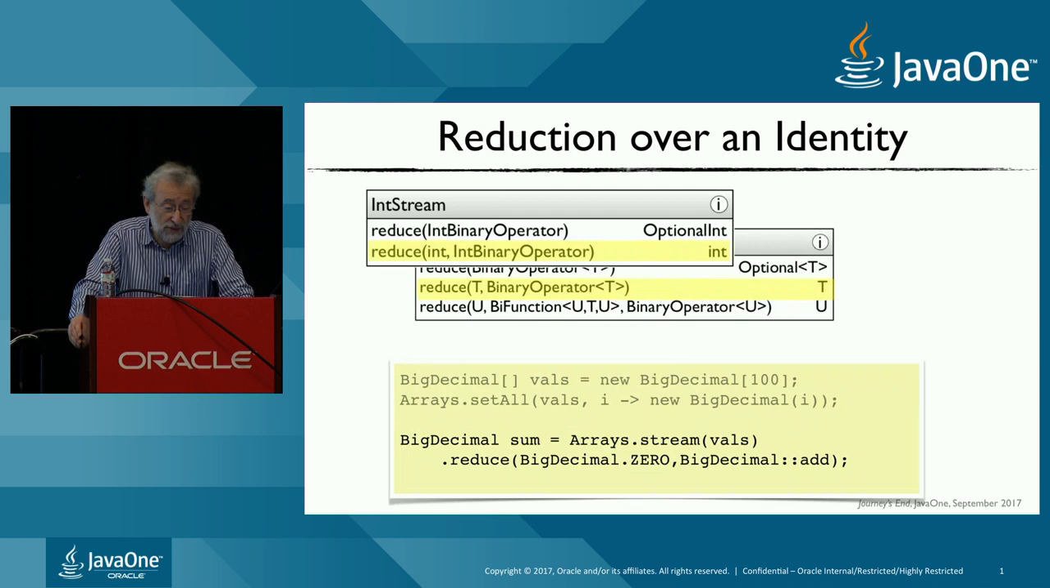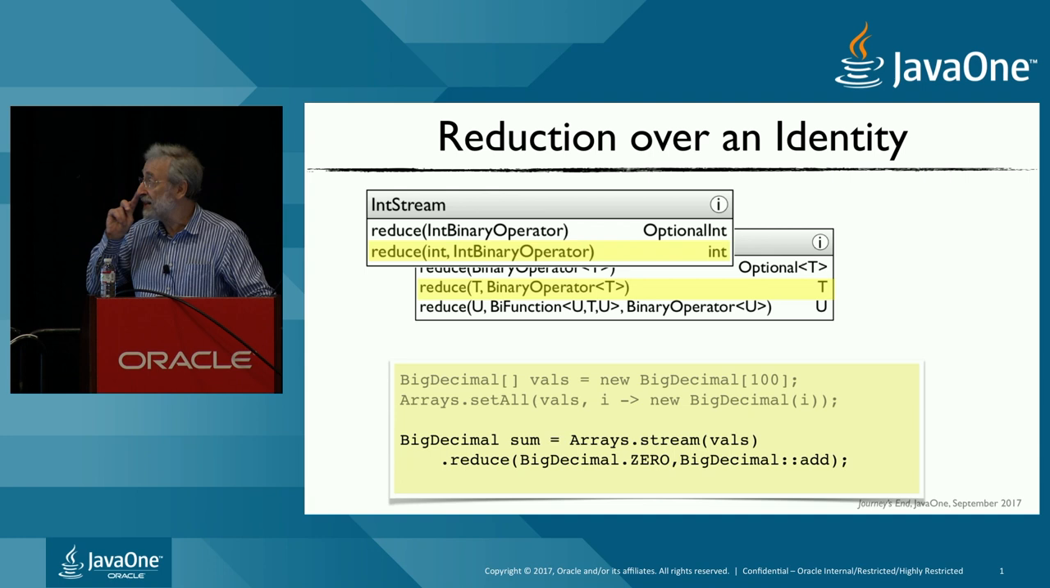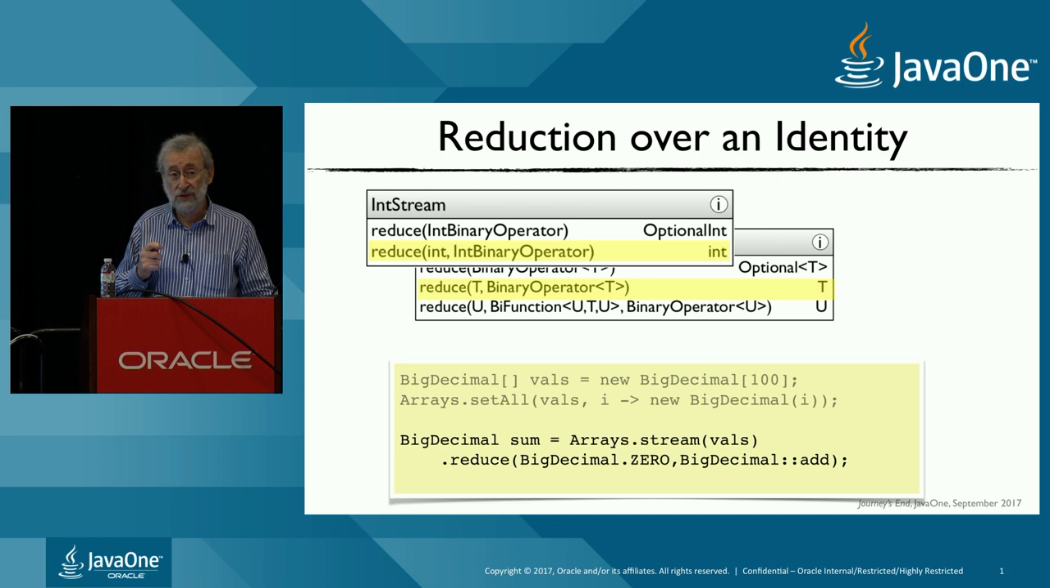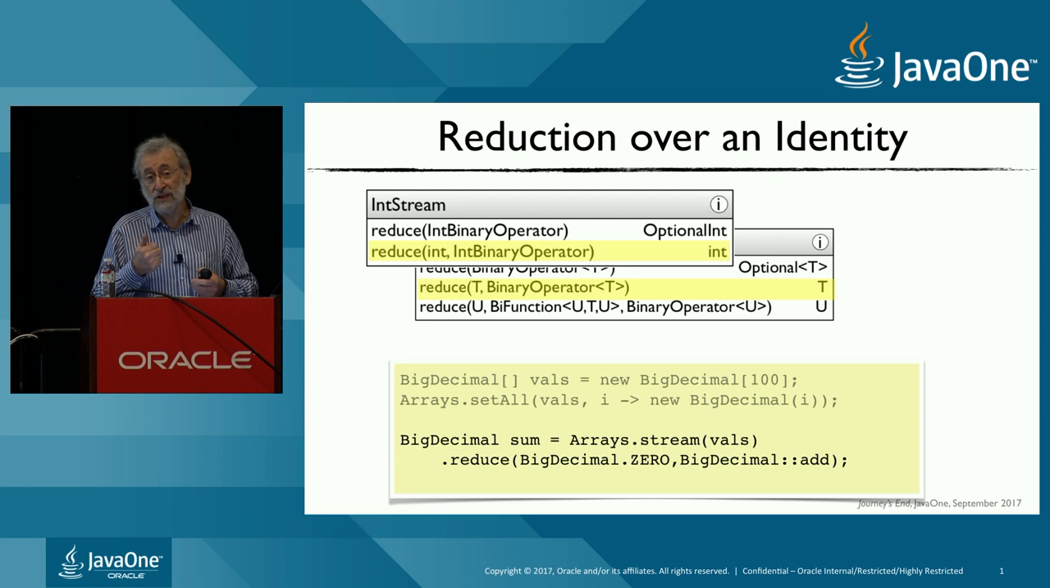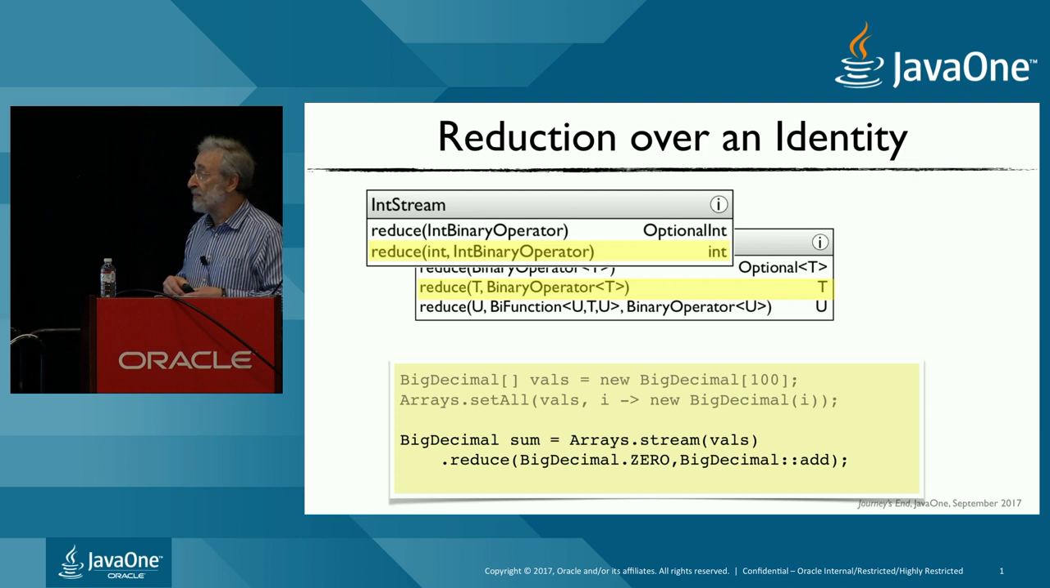Reduction over an identity. Why am I talking about that now? Before I go on to talk about collections, I just want to look at the other overload. I've talked about the reduction method that takes a single operator. Well, what about the one which takes a base value and an operator? That's going to be important for what we talk about next.